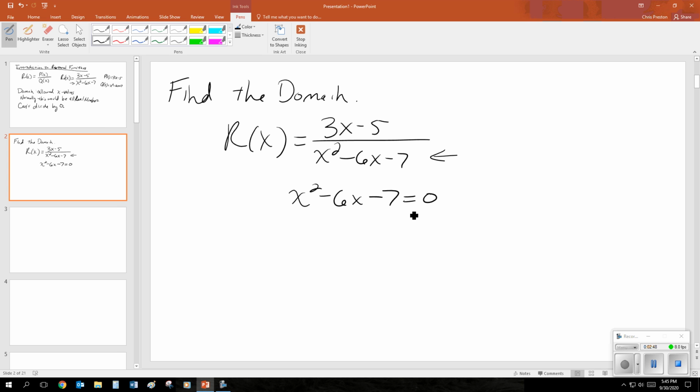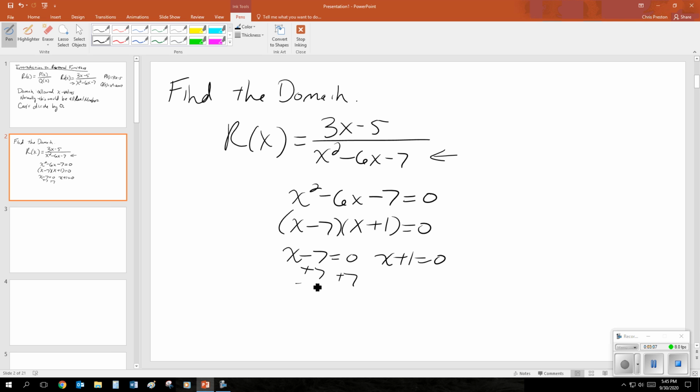To solve this equation, I'm going to factor. Factors of 7 that are different by 6 are 7 and 1. Different signs, bigger one's negative. I'm going to set those equal to 0 and solve them. So add 7. So 7 would make us 0 on the bottom, right? It would be 49 minus 42 minus 7. That would be 0. So that would be bad. We don't want that to happen. And negative 1 would make the bottom 0. That would be 1 plus 6 minus 7. That would also be 0. So those two values for x would make the bottom equal 0. We don't want that to happen.